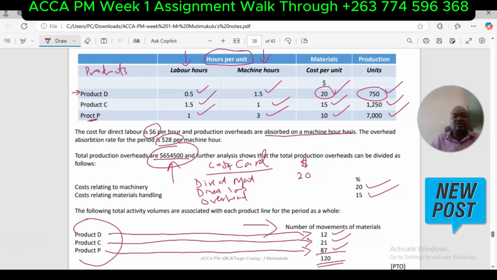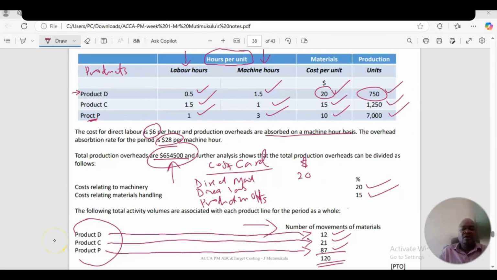Then we ask ourselves, product D in terms of labor hours, right? How many hours do you need? And this will tell you that no, I need okay, I'm sorry, my video production system, it gives me some few minutes, all those things, and then it cuts off. I'm sorry for that.